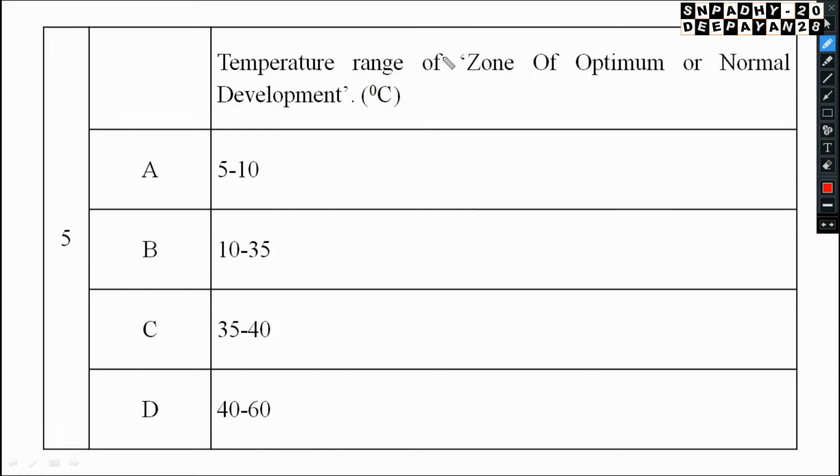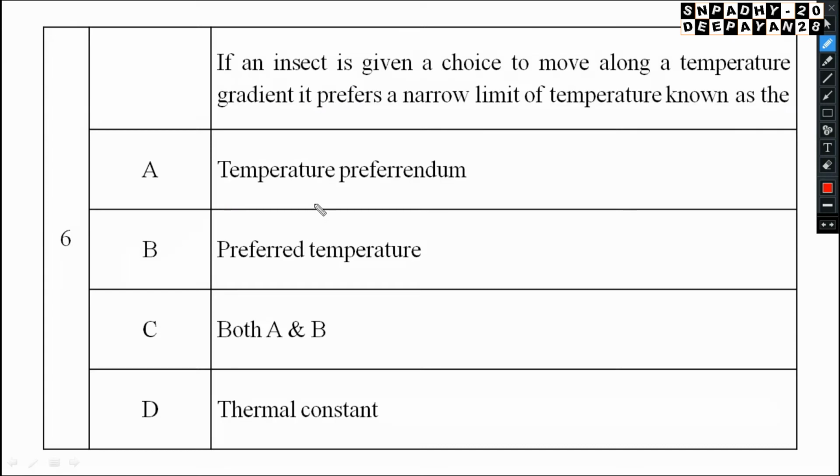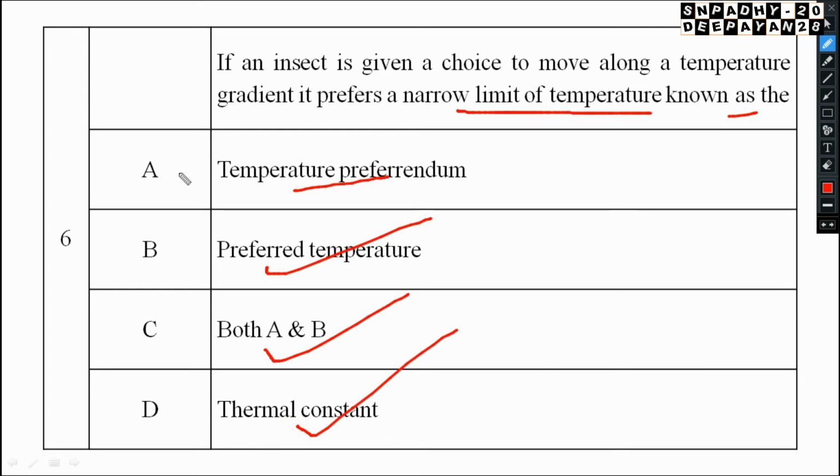The next question: for the zone of optimum or normal development, what is the temperature range? The answer is 10 to 35 degree centigrade. Next question: if an insect is given a choice to move along a temperature gradient, it prefers a narrow temperature range. That is known as temperature preferendum, preferred temperature, both A and B, or thermal constant. Temperature preferendum and preferred temperature are the same, so the answer is both A and B.